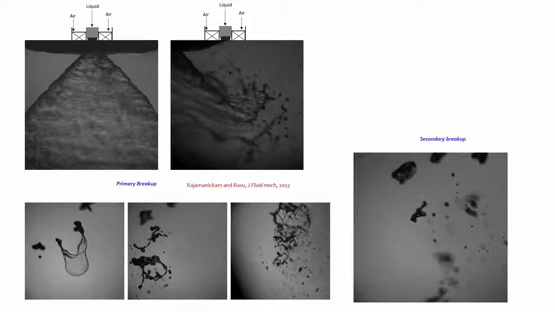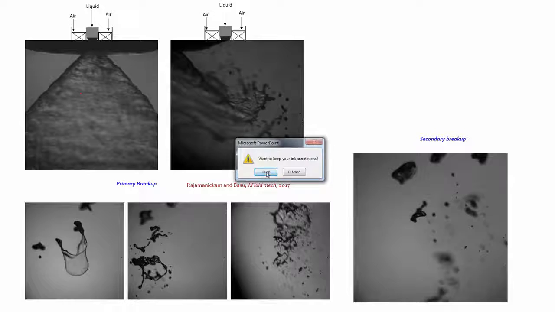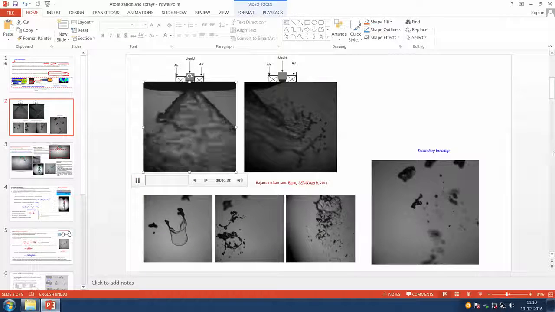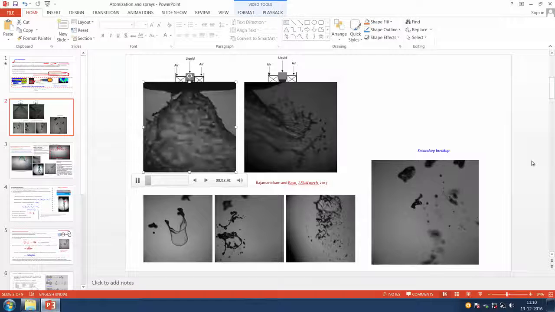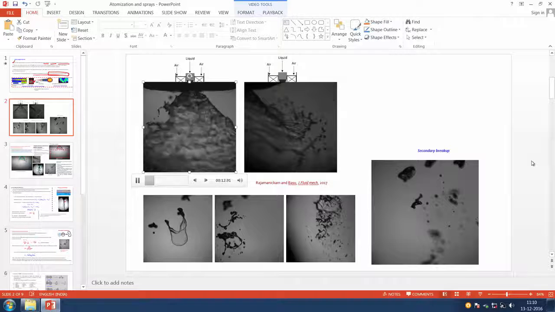So let us look at some of the videos, if these videos play properly. Does not seem to play. Let us see if I can play it from there. So this is for example a spray which is coming out, and what we are looking at is not droplets anymore, these are what we call liquid sheets. We will come to that, what is a liquid sheet.